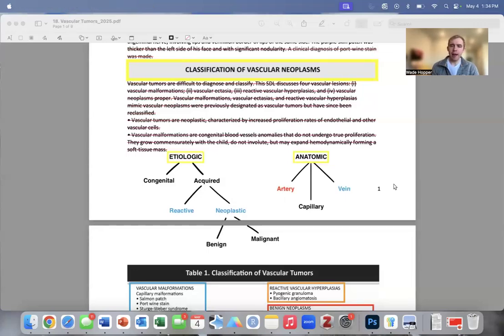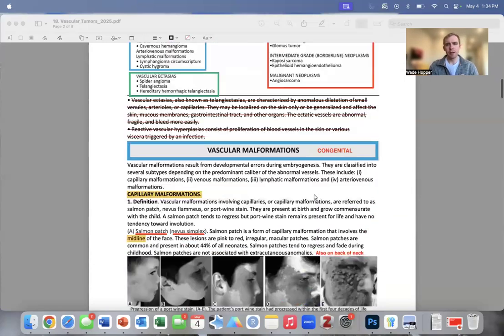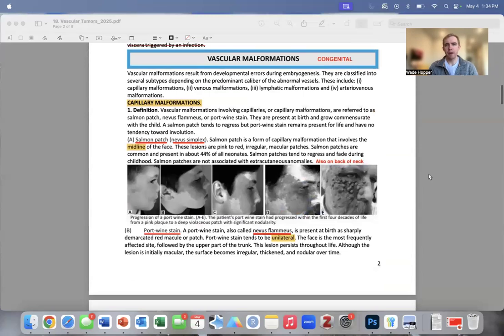And another way to look at them is anatomically based on what types of blood vessels they involve, whether they're involving arteries or veins or capillaries or some combination thereof. So let's get started. Let's talk about congenital vascular malformations first, starting with the salmon patch. This is a capillary malformation.